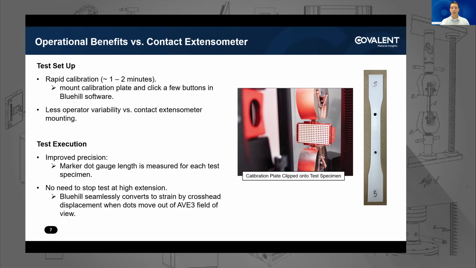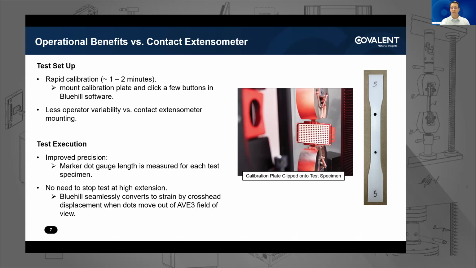Also, this whole setup has quite a bit less operator variability. As Casey mentioned, you have to apply a couple dots onto the sample, and that's what the AVE3 tracks to monitor displacement. That's really the only thing that an operator has to do for each test specimen is apply those dots. It takes a little bit of time to get the art of getting the dot down without having excess paint or ink, but after a session or two, you can be very efficient at putting those dots on with a template that comes with the instrument.